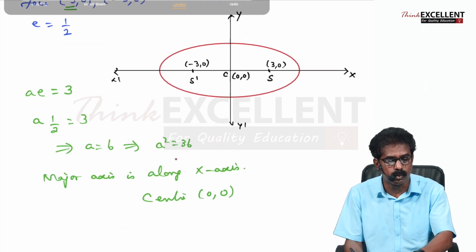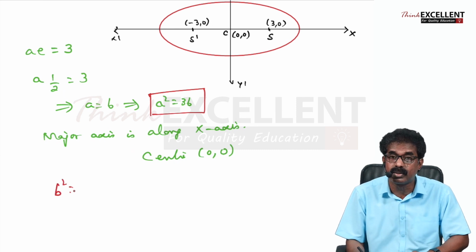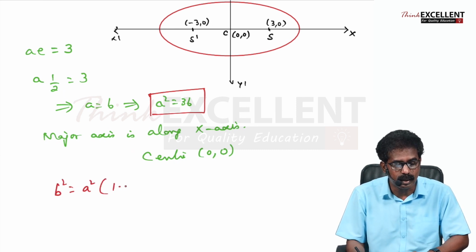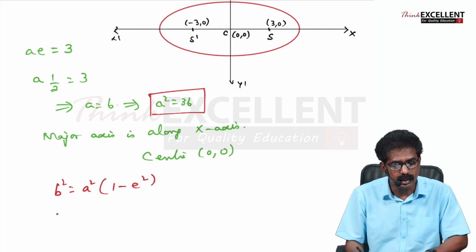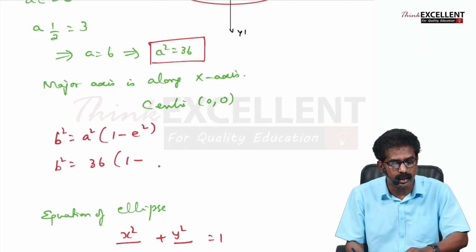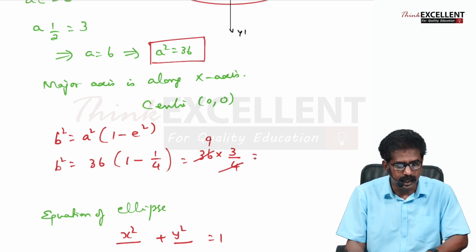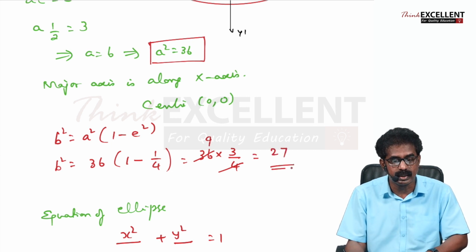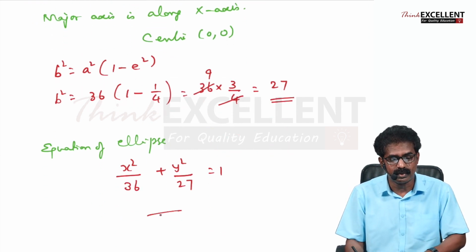You find a square and b square. One value got it. a square is 36. You need b square. There is a relation. What's the relation? b square is equal to a square into 1 minus e square, right? That you can use. So what you get? b square is equal to a square, 36, into 1 minus e square, e value given, so 1 by 2 square. So it is 1 by 4. So that is 36 into 3 by 4. So 4 nines cancel, 9. So 9 threes are 27. So b square is 27. a square is 36, the greater number is 36. Smaller number is 27. That's all.